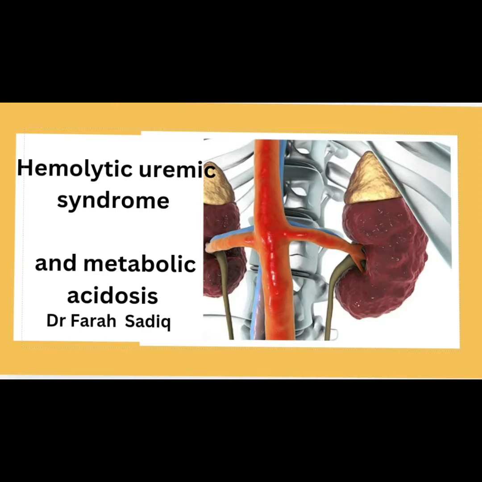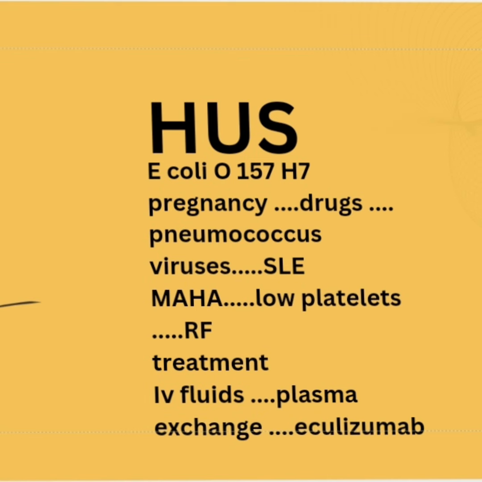Hello students, today we will discuss two more brief topics which are important and frequently come in the MRCP exam. First of them is hemolytic uremic syndrome. As you know, it is a syndrome and it occurs in many conditions. Most common cause of this syndrome is E. coli strain O157:H7, which causes diarrhea in typical hemolytic uremic syndrome, while in atypical cases it may not cause diarrhea.